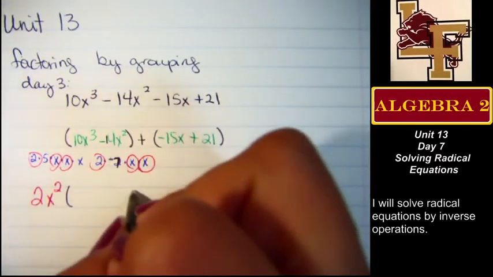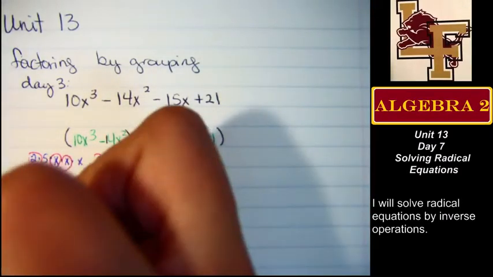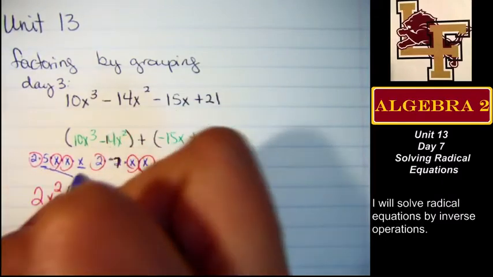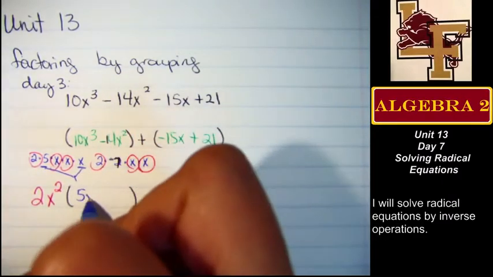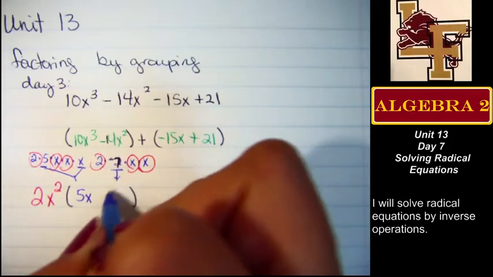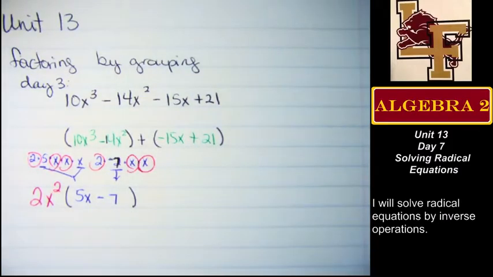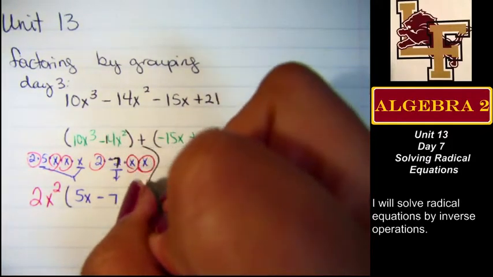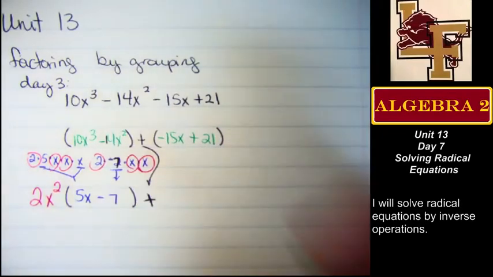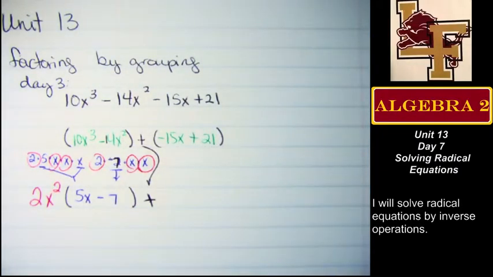And then in parentheses, I'm going to write all the stuff that was left over. So in this term, 5x. And in this term, negative 7. This plus sign falls down. And then I'm going to repeat this with the other group.